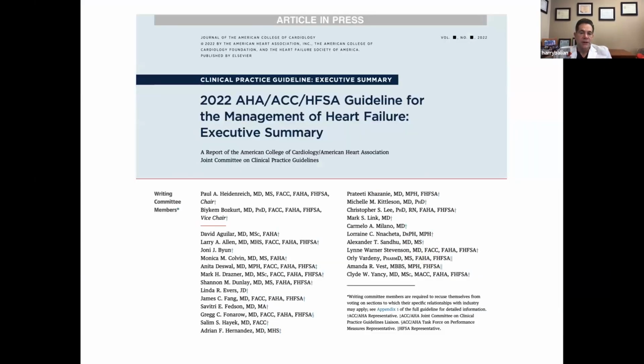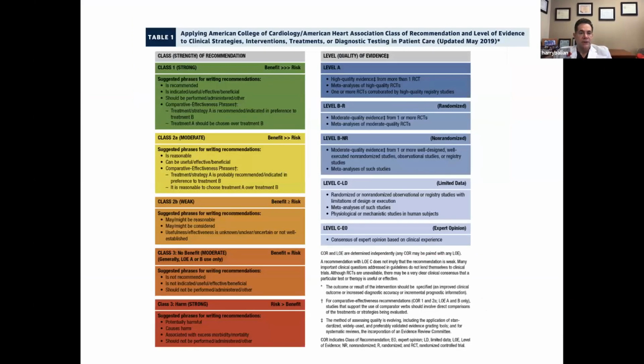So a couple of words on the updated heart failure guidelines, which were published last year. And looking at class 1, class 2A, class 2B, class 3. Class 3 is basically contraindicated. Class 1 is indicated, a strong indication, and class 2A is a moderate indication where the benefit outweighs the risk.